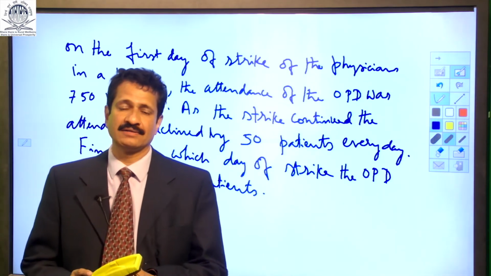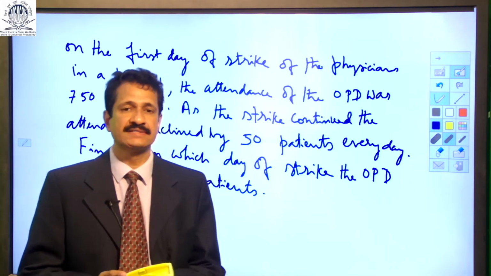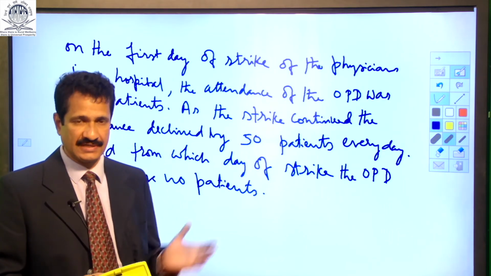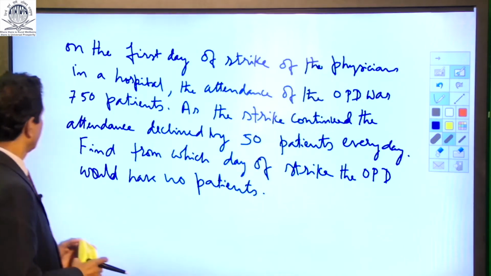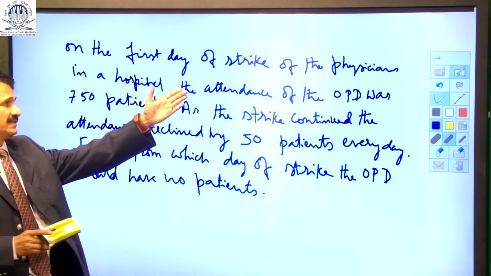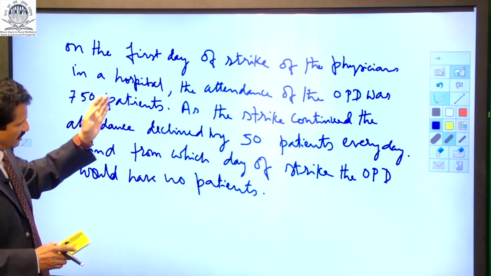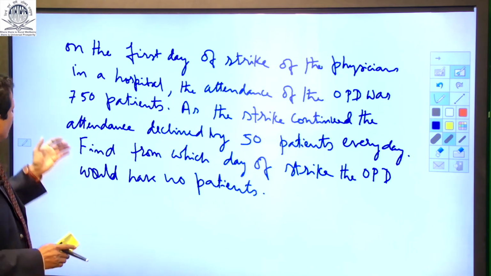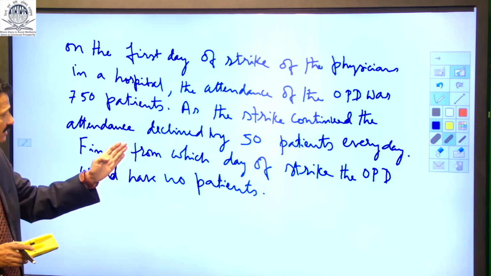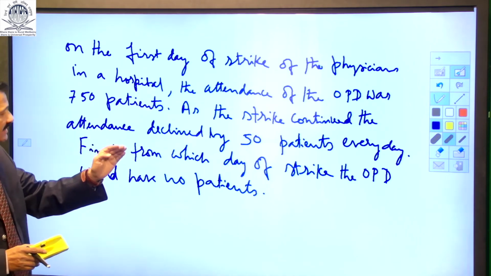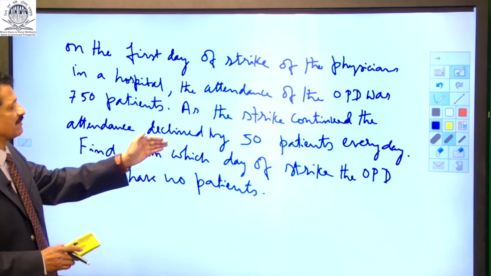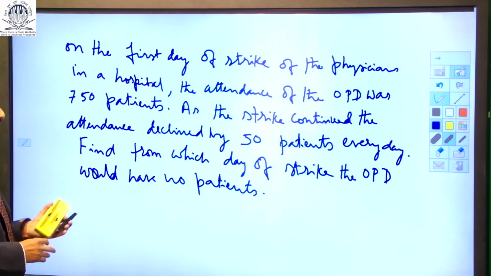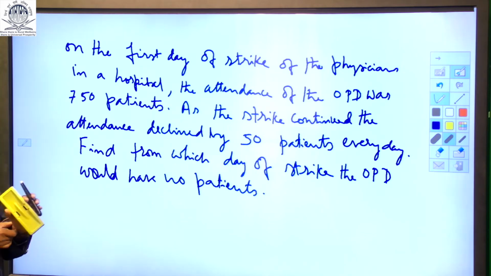Now this is a problem based on hospital attendance. This is also an application of arithmetic progression. Let us understand what the problem is. On the first day of the strike of the physicians in a hospital, the attendance of the OPD, outpatient department, was 750 patients. As the strike continued, the attendance declined by 50 patients every day. Find from which day of the strike the OPD would have no patients.